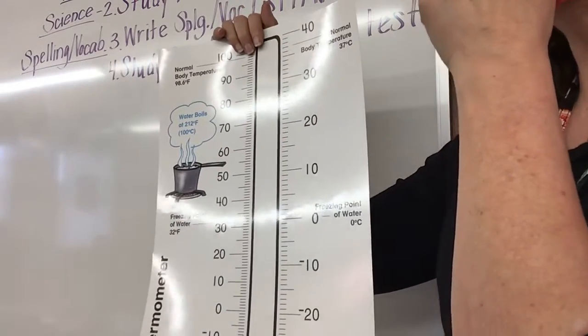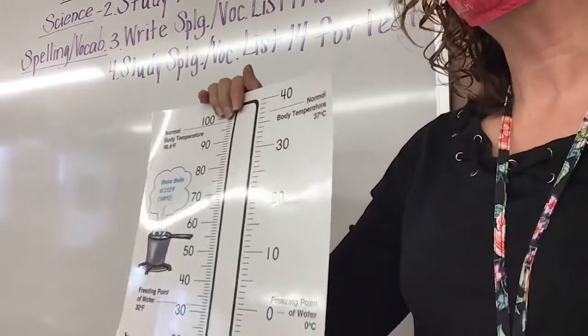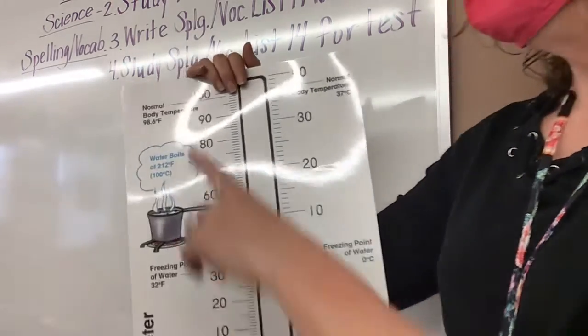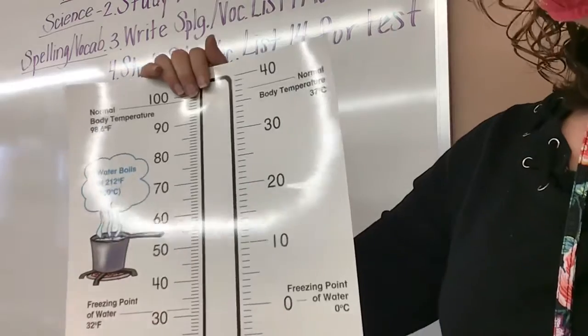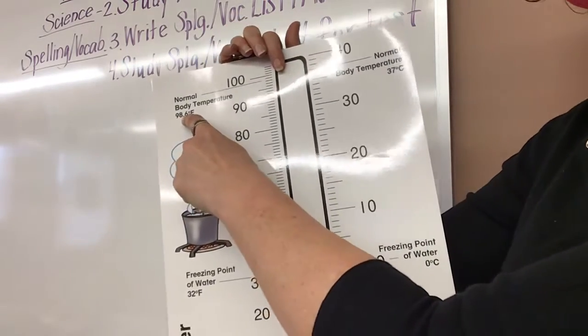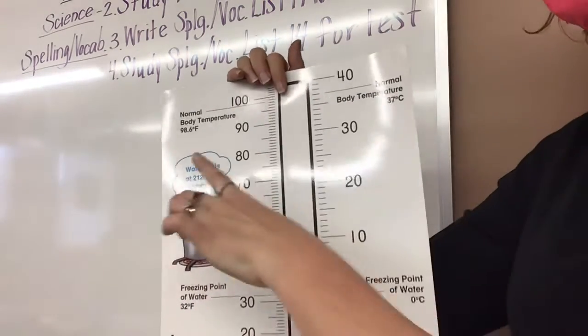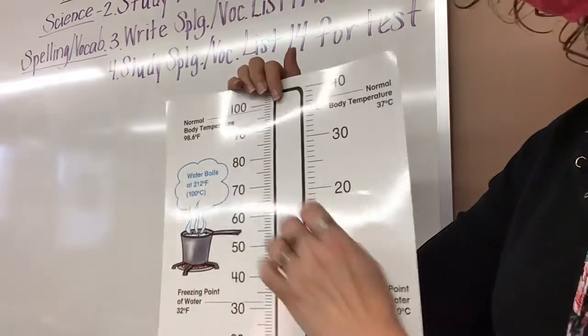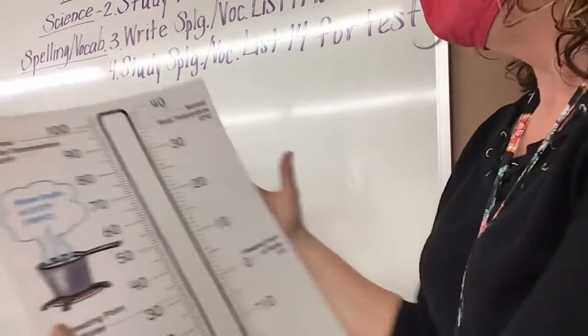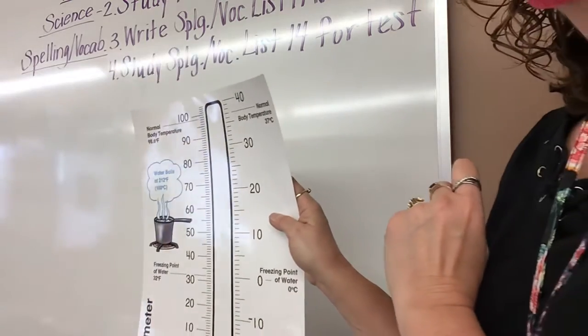So boiling for Celsius is going to be 100. That one's going to be easy to remember. The 212, that's the one you need to know now, because that's Fahrenheit. And then the other one is your normal body temperature. Normal body temperature is 98.6. That little dot, you say point. So 98.6 degrees Fahrenheit. And when we get to Celsius, it's 37 degrees Celsius.